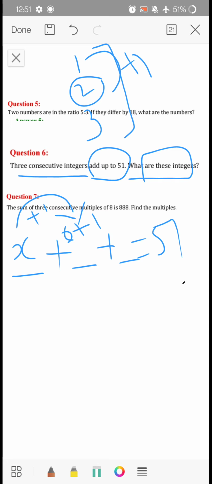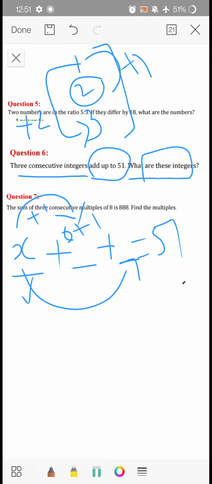Because here I don't know what the integers are, I have supposed the first integer. To get the second integer, I will add 1 in the previous. So x plus 1. Now similarly from 1 only, if I want to get 3, then I will add 2 in 1 and I will get 3. That means if I want the third integer, then I will add 2 in the first integer. So this will be x plus 2.